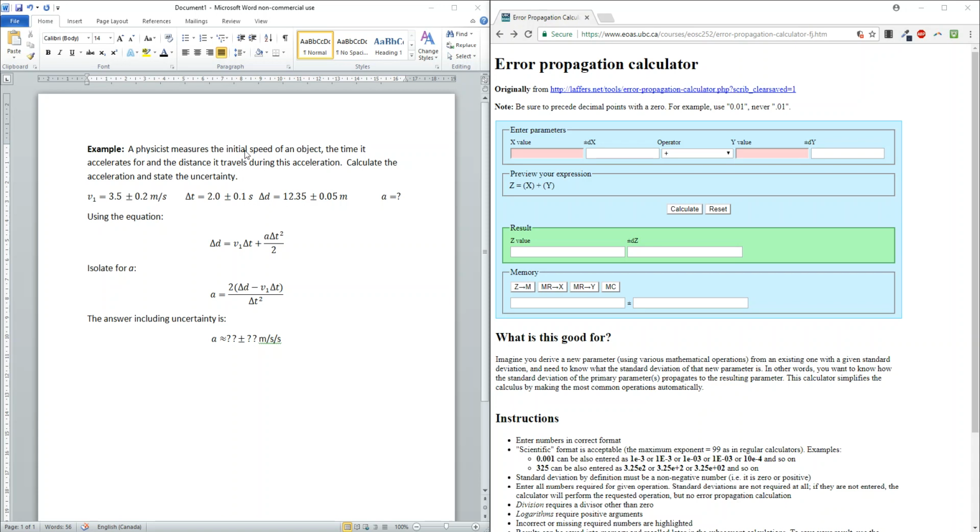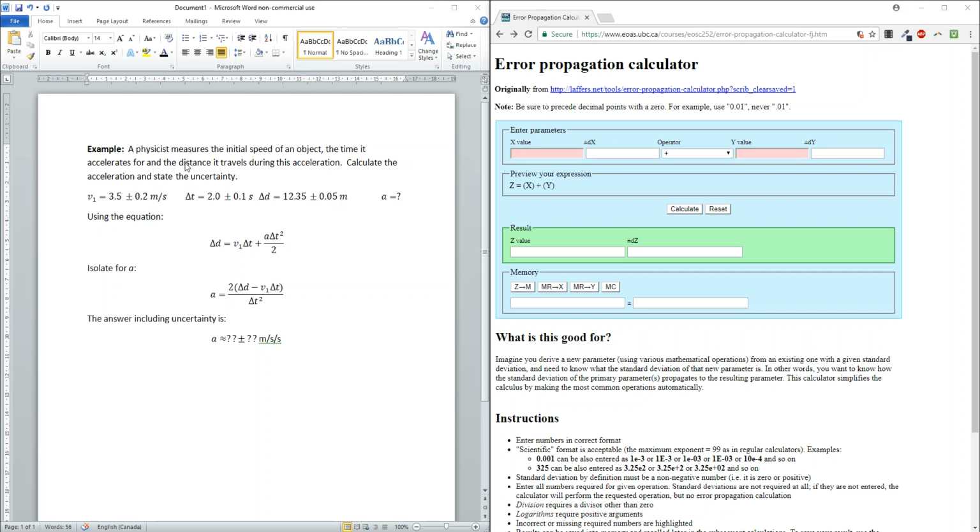Let's say a physicist measures the initial speed of an object. Here it's 3.5 meters per second. The time it accelerates for is 2.0 seconds, and the distance it travels during this acceleration is 12.35 meters. Calculate the acceleration and state the uncertainty of that measurement.